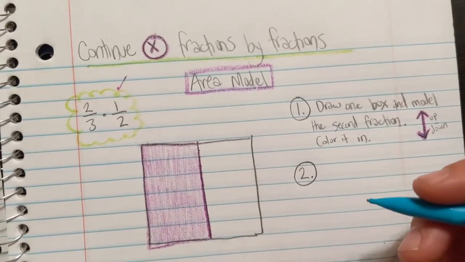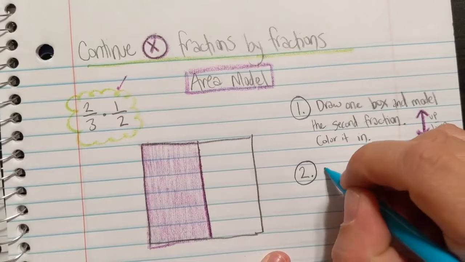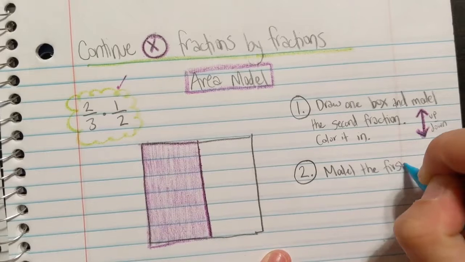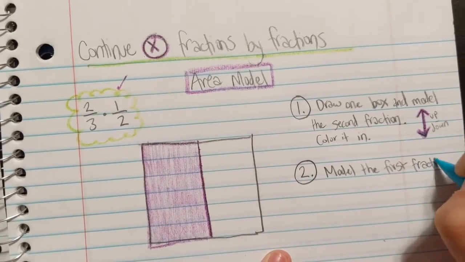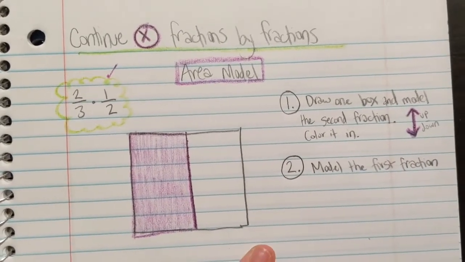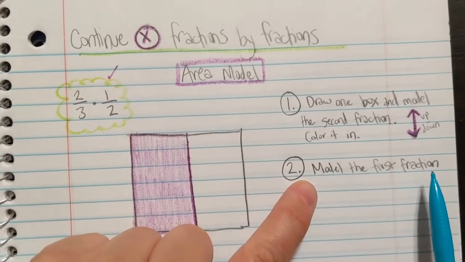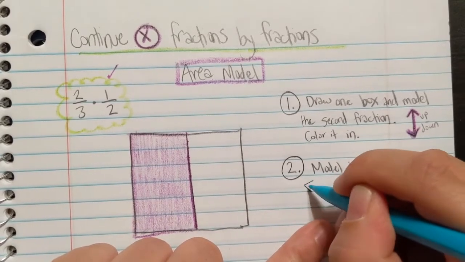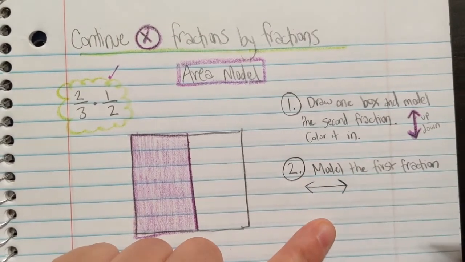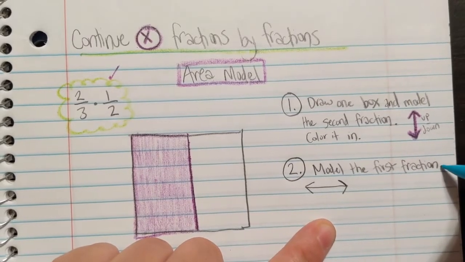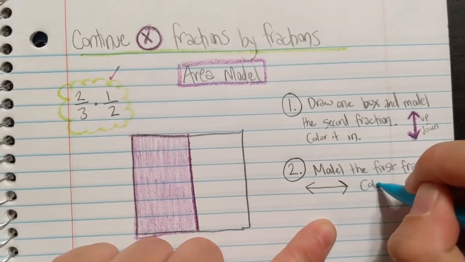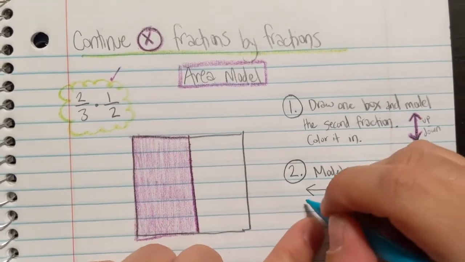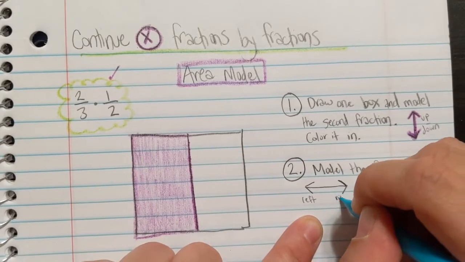Okay, step number 2 is model the first fraction. Isn't that funny? You go the other way. You do the second one first and the first one second. It's a little tongue twister. Model the first fraction. Left and right. So we're going to draw those arrows. Left and right. Oh, sorry, that was a period. Color it in. So, go ahead and write left, right.